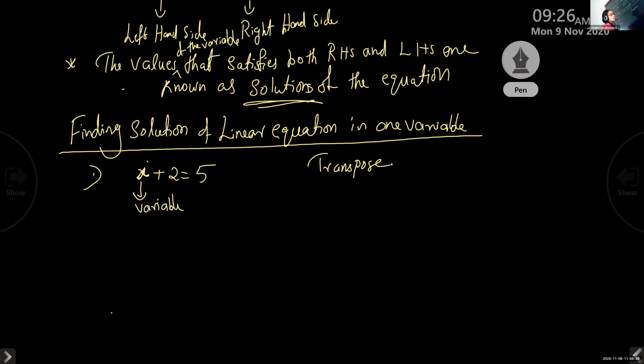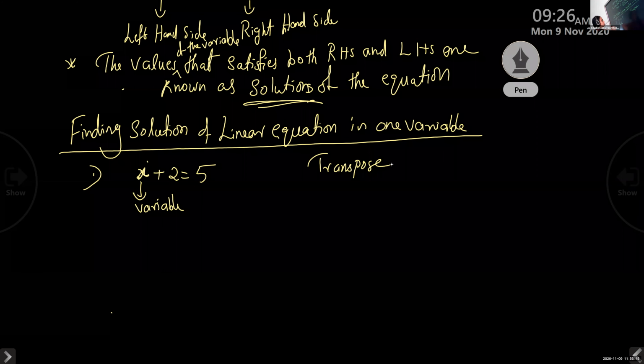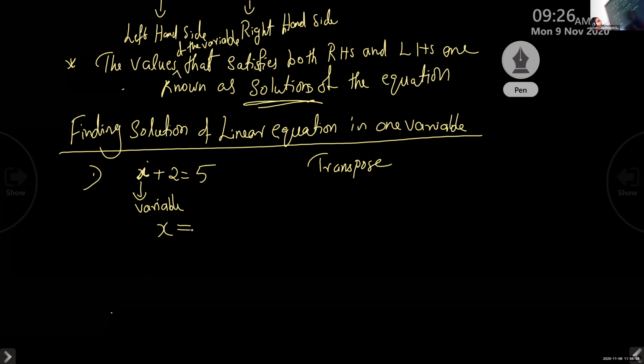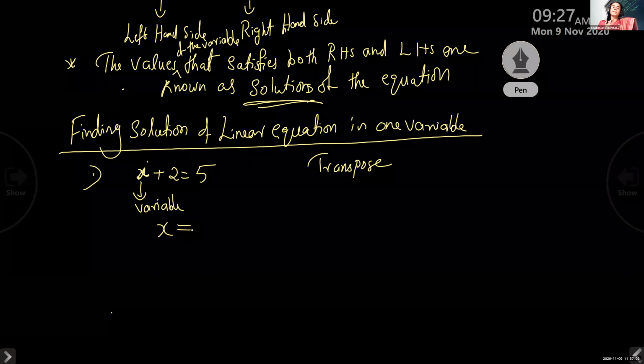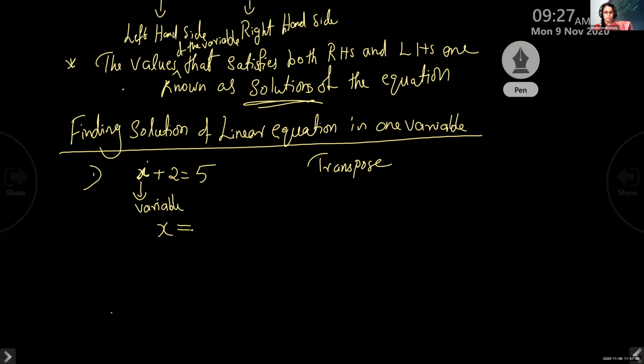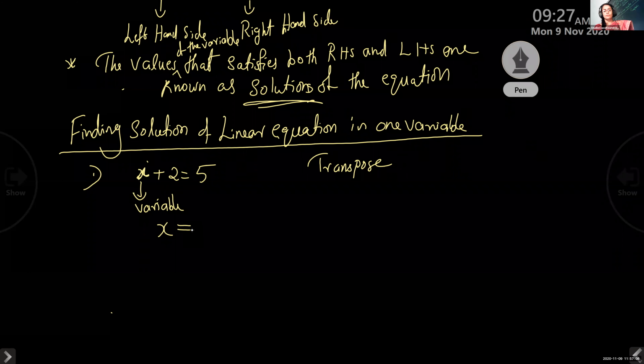The term transpose we will use. So here in this question, x plus 2 equal to 5. We are keeping the x on the left side itself, equal to, and we are transposing 2 to the right side. When we transpose a number to the right side, addition becomes subtraction. Subtraction becomes addition. Multiplication becomes division.